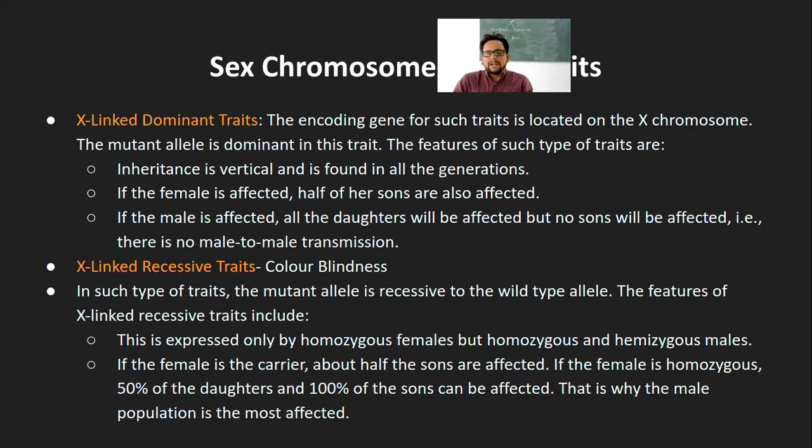And they will always have this X-linked dominant trait. Now, if the female is affected, half of her sons are also affected. Now, female is affected in the sense, if the female has both the chromosomes which are dominant, that is homozygous dominant, then obviously the son that is going to be produced, the Y chromosome is coming from the male. Okay, this I will show you again with the help of the diagram on the board because this will be difficult.